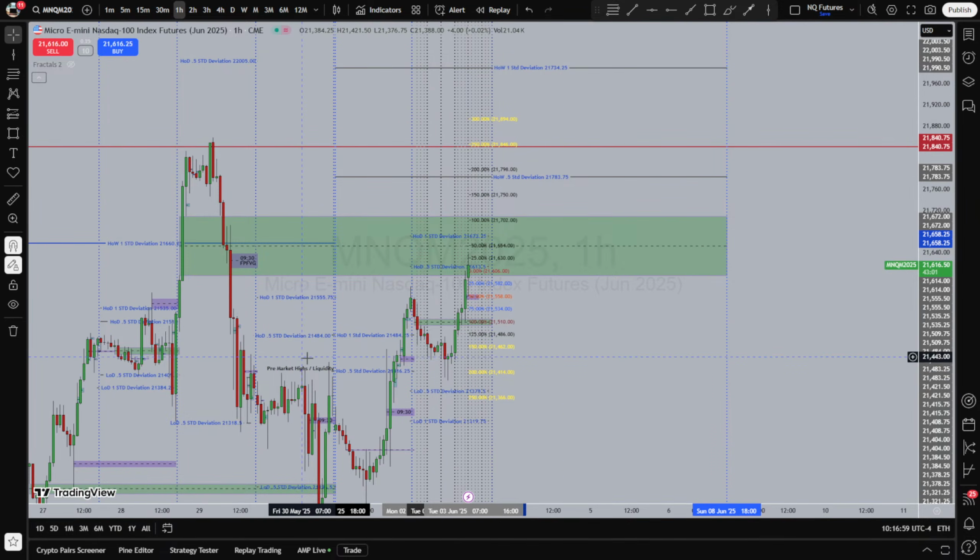Every single day I do the same thing. Okay, I set up the deviations for every single day. I set it up for the week. I even set it up for the monthly.